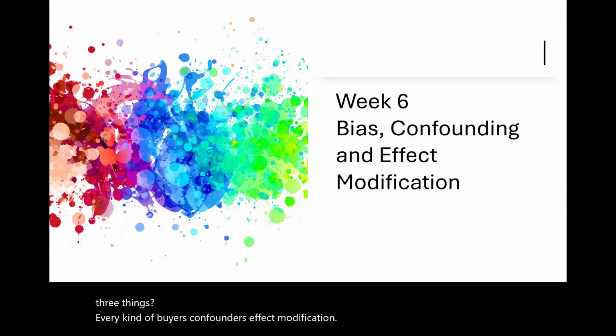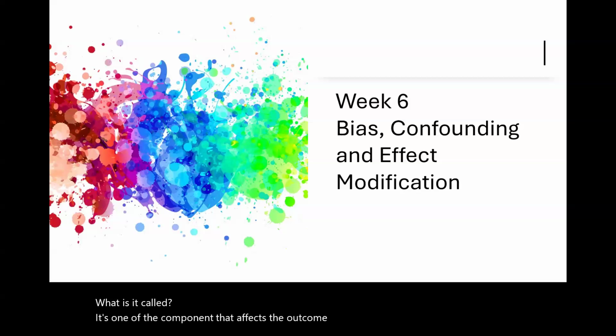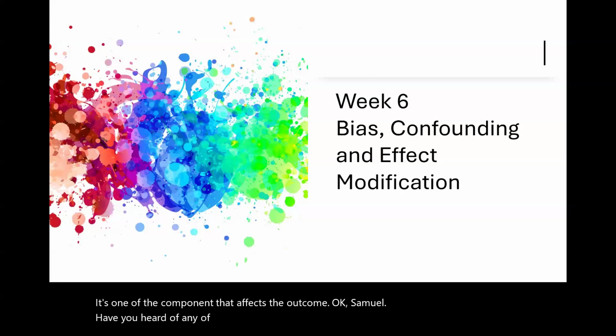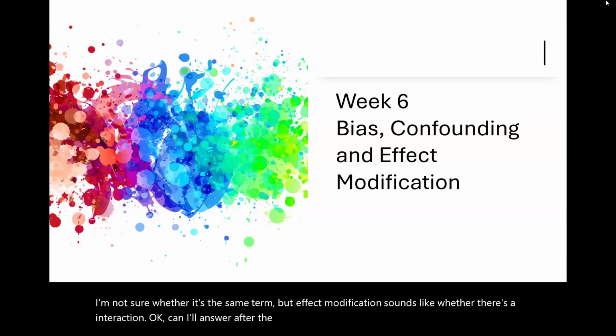Confounder is... it affects... what is it called? It's one of the components that affects the outcome. Okay, Samuel, have you heard of any of this? Yeah, but not the precise definition. We can just try in your own words. Okay, skip. Sunshine? I'm not sure whether it's the same term, but effect modification sounds like whether there's an interaction effect. Okay. Ken, I'll answer after the class, or you can find out later.